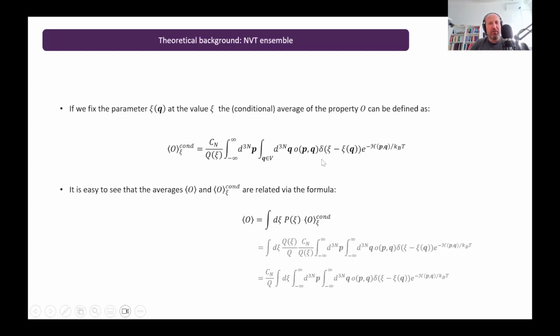One last thing that we need to introduce is the conditional average for the property O for an ensemble of configurations with fixed value of psi. So again, out of all configurations there are, we select those for which psi takes some specific value, and only for those configurations we evaluate the quantity of interest, O. So this is the conditional average. And it is easy to show that the relation between the total averages and the conditional averages is like that, where probability density appears on the right-hand side of this equation.